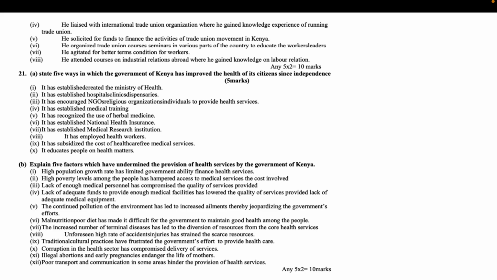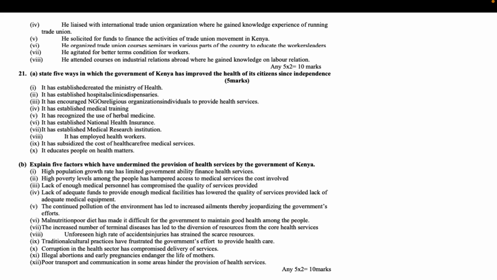Lack of adequate medical equipment. The continued pollution of the environment has led to increased ailments, thereby jeopardizing the government's efforts. Malnutrition. Poor diet has made it difficult for the government to maintain good health among the people. The increased number of terminal diseases has led to the diversion of resources from the core health services. Unforeseen high rate of accidents and injuries has strained the scarce resources.